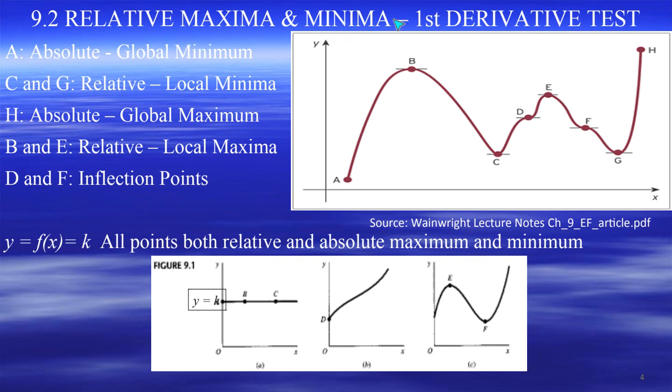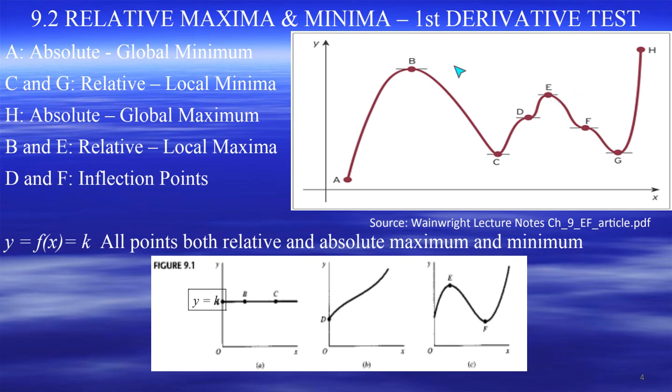9.2 is relative maxima and minima, first derivative test. So how shall we find these maxima and minima and other critical points, and how shall we know which one is maximum, which one is minimum, and which one is inflection point? There is also another kind of interesting point, which is called inflection point.